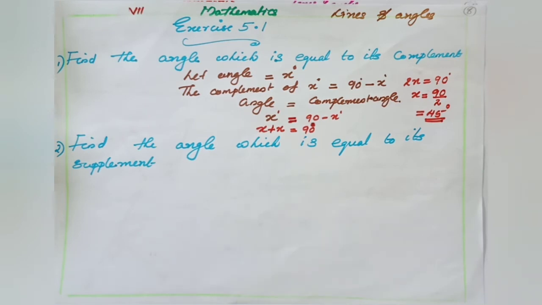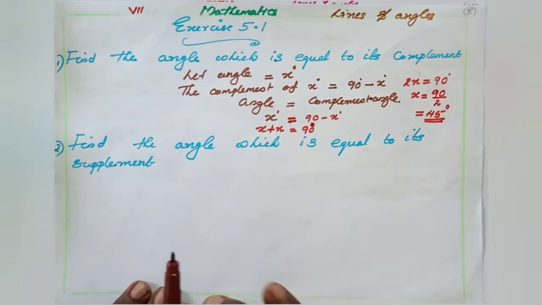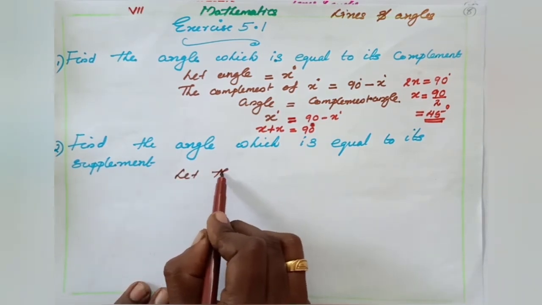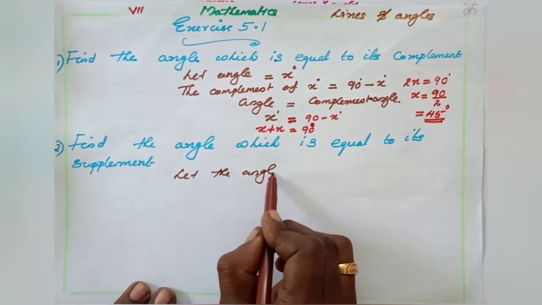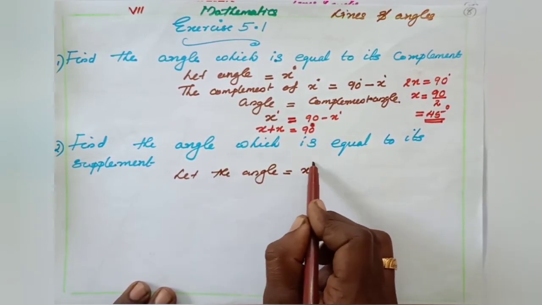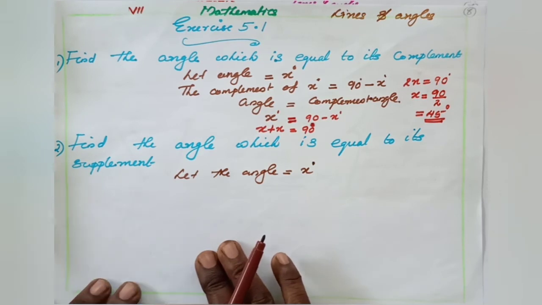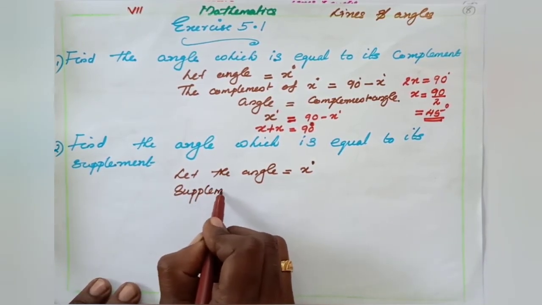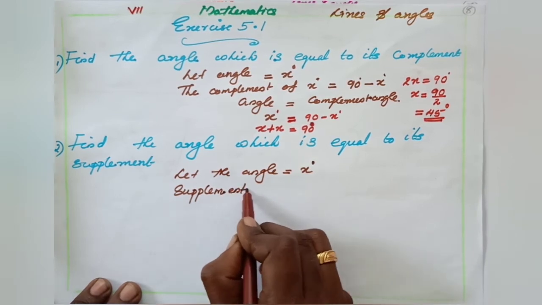Okay, then the next question is, find the angle which is equal to its supplement. Supplementary means the sum of the two angles is 180 degrees. So let the angle be x degrees. Then the supplement of x degrees is equal to 180 degrees minus x degrees.